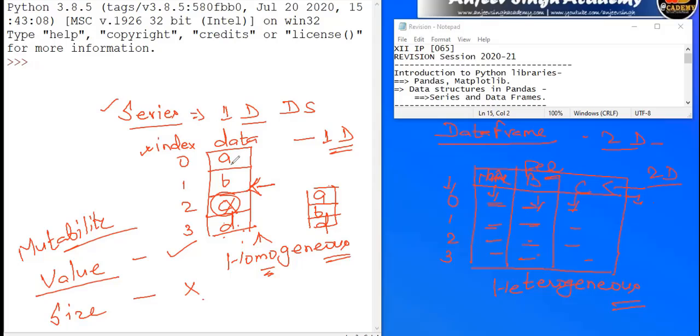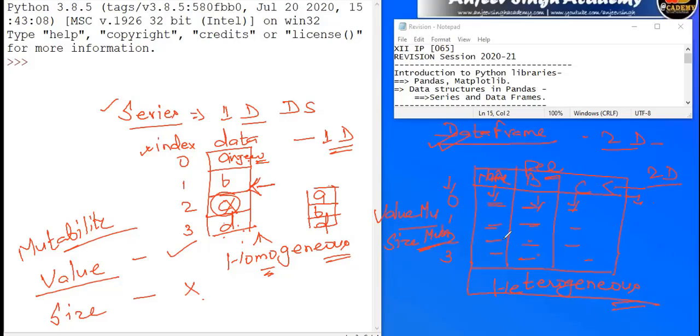But we can change values. If in place of A, I write my complete name, I can do that. I have this facility. So this is called value mutable. It is value mutable, but it is not size mutable. But in the case of the data frame, it is value mutable as well as size mutable. So you can make changes in the values, you can add a new row, and you can remove any other column.